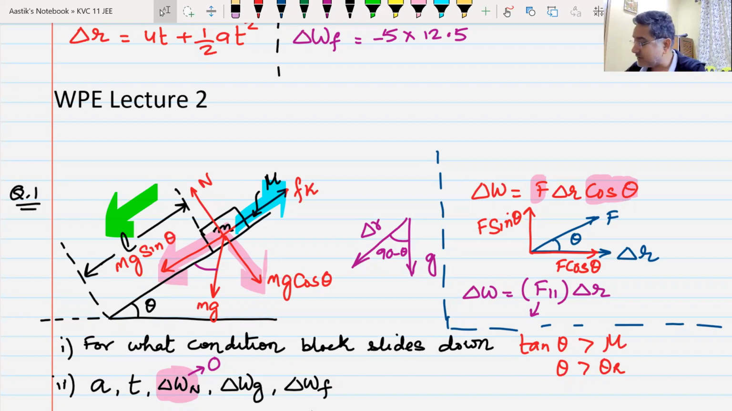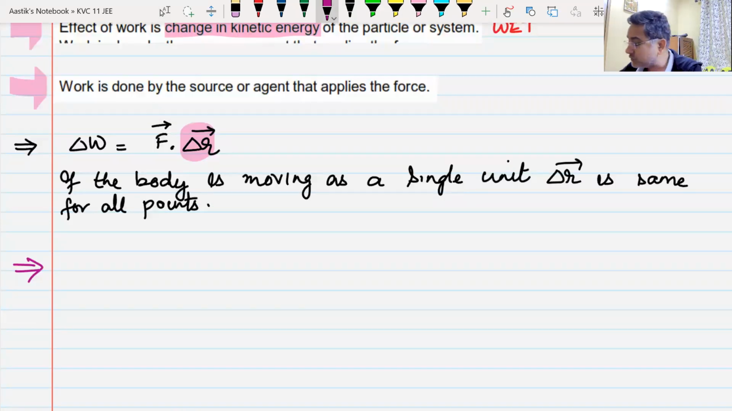different displacements of different bodies, different displacement of different points. In that case, which displacement will you use? For example, and this case is going to come very soon.